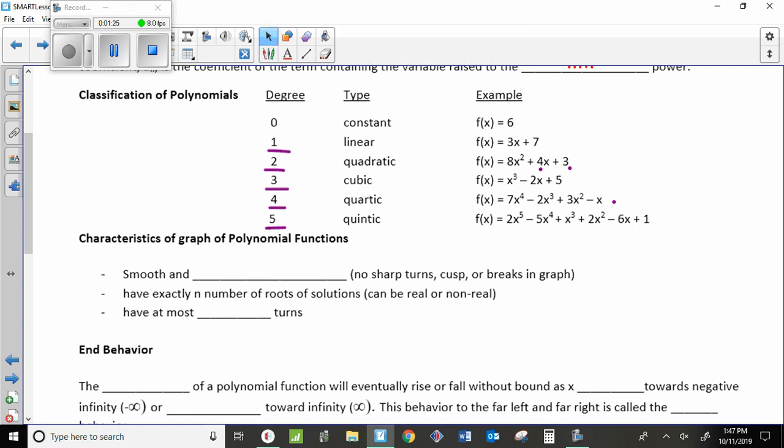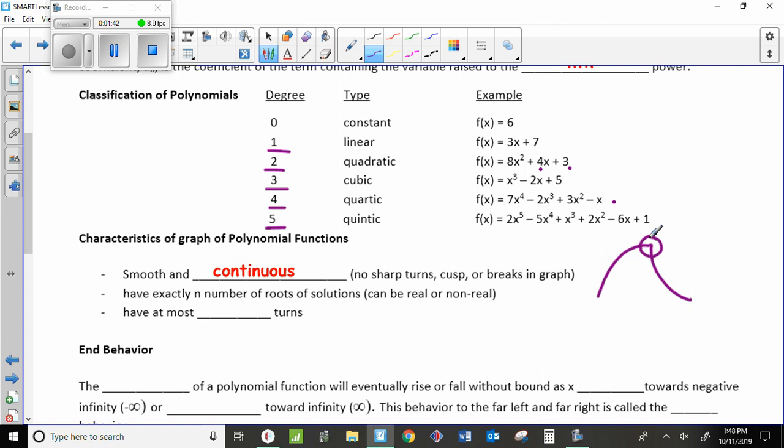The characteristics of a polynomial function are that it is smooth and continuous. There are no sharp turns, no cusps, or breaks on the graph. So this cannot be considered a polynomial function, because there is a sharp turn. Any piecewise function of this form is not a polynomial function. There's a break on the graph, so those are not polynomial functions.